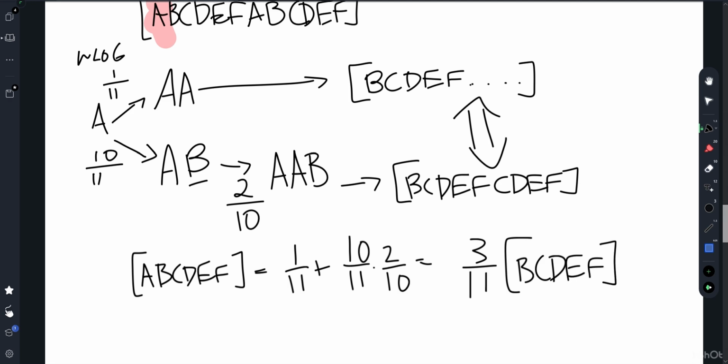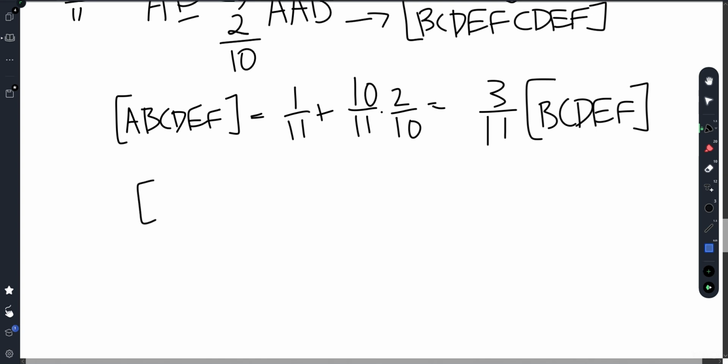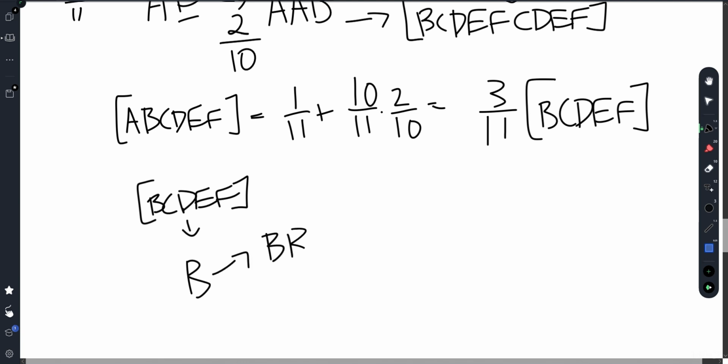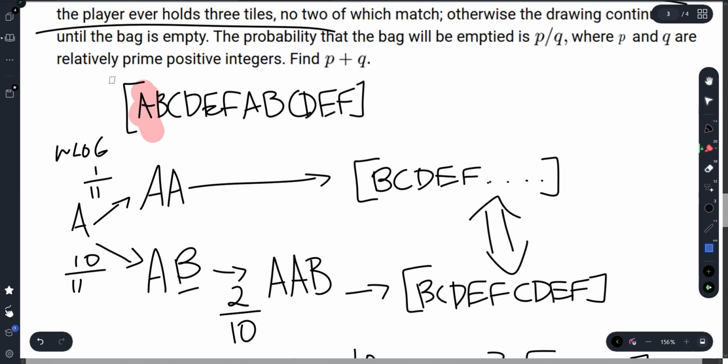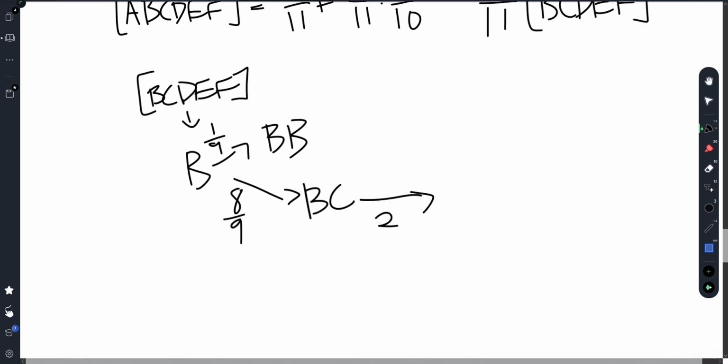And now we see where this is going. This looks like a recursive relation. So BCDEF. Taking a look at this, B can go to BB, or it can go to BC. And BC just means 1 over 9, 8 over 9. There's 9 letters left because we have both A's canceled out and B canceled out. So that's 8 letters left, and this gives us 2 over 8. And so BCDEF is just 3 over 9 times CDEF.